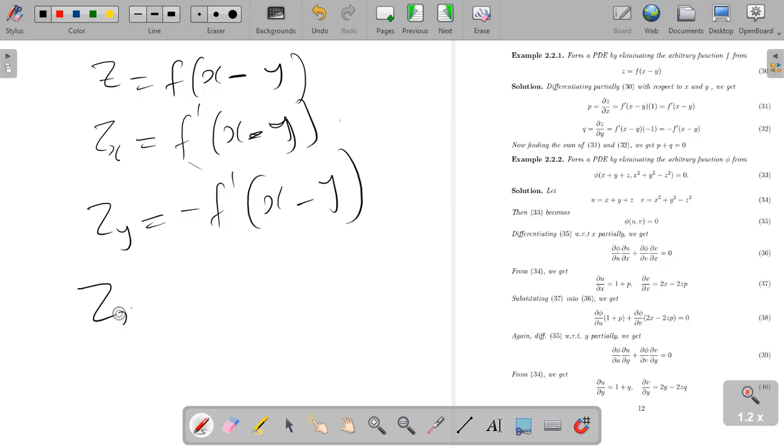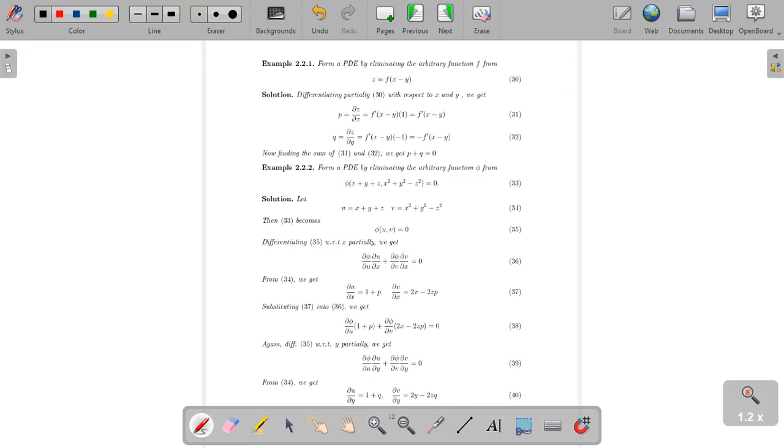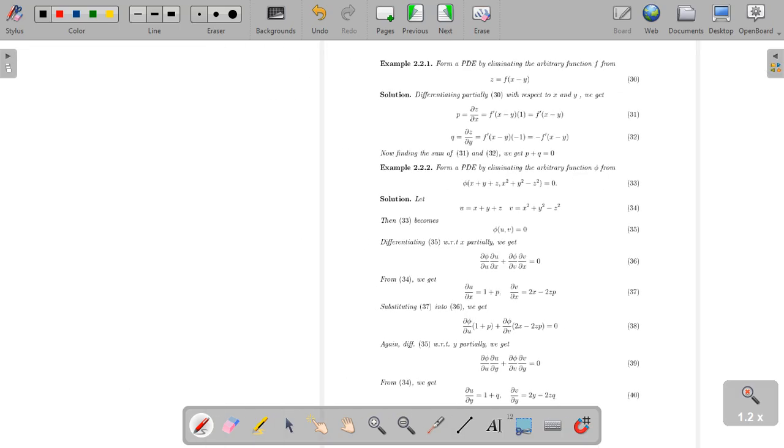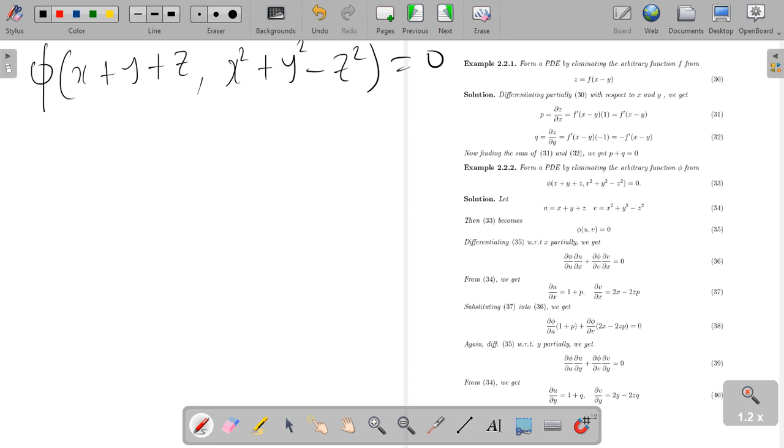Is it the same thing that he got? You see it. He got p plus q is equal to 0. So this is something as p, and this is something as q, equal to 0. So that's all. So let's now go to the next question. That is question number 2. And question number 2 here said they gave us phi of x plus y plus z, comma, x squared plus y squared minus z squared equal to 0. So they say we should form a partial differential equation by eliminating the arbitrary function phi.